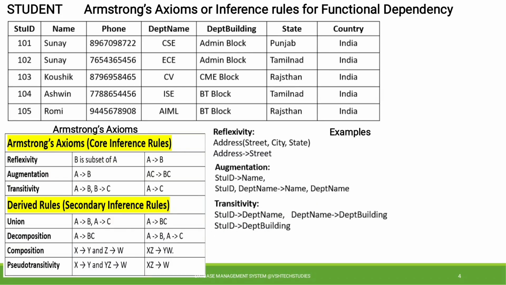Next we'll see the union rule. Union rule states that if A determines B and A determines C, then A determines both B and C. In this table, student ID is the key.